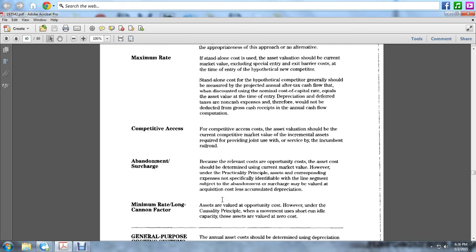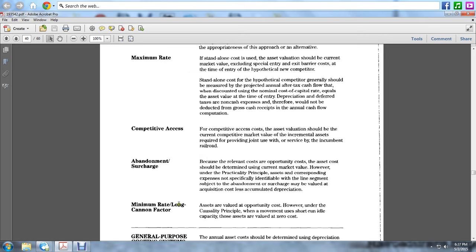Competitive access. For competitive access, the asset valuation should be the current competitive marketplace value, with the incremental assets required for providing the joint use of the services with the incumbent railroad. The abandonment and surcharge. Because the relevant cost is the opportunity cost of the asset, cost should be determined using current market value. However, under the practical principle, the excess of the corresponding expenses not specifically identifiable with the line segment subject to the abandonment or surcharge may be valued at acquisition cost less accumulated depreciation.